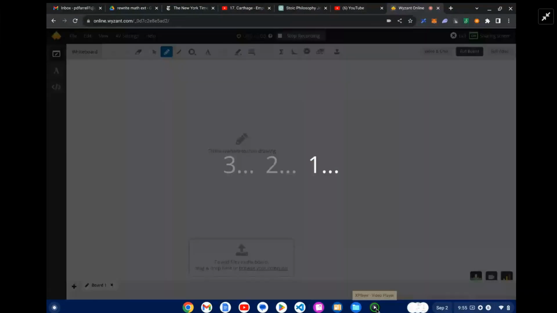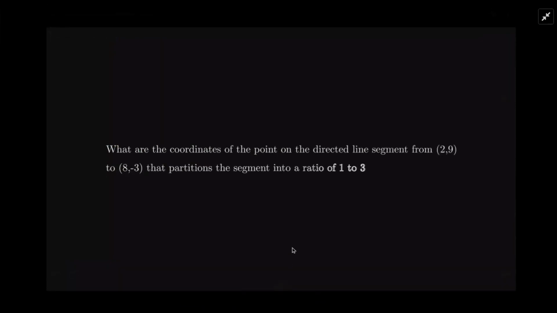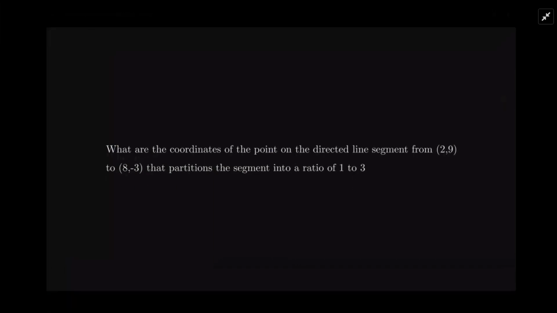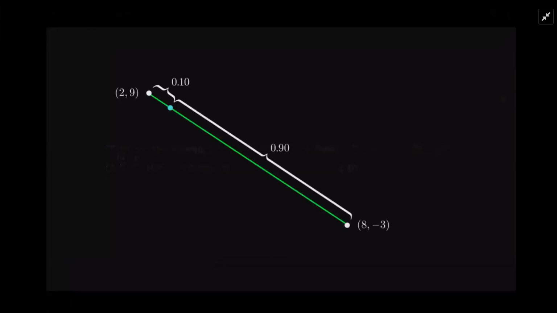Let's take a look. So we want to find the coordinates of a point between these 2 points, and we're given the ratio. So we're given basically where it is on this line segment in terms of the ratio, and we need to get the coordinates. All right, let's just look at some examples.